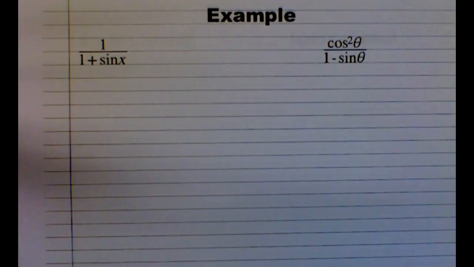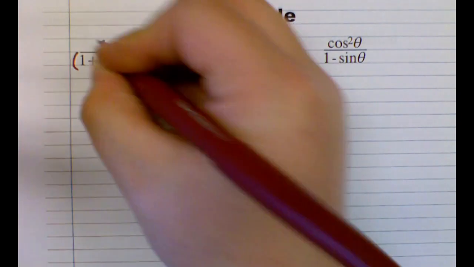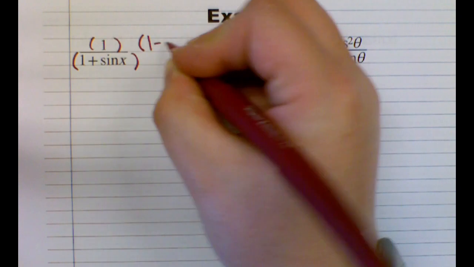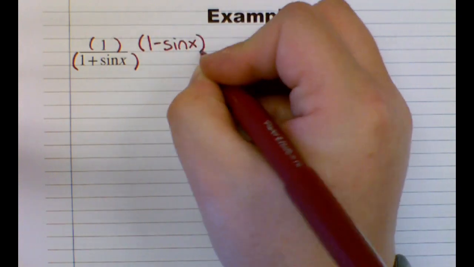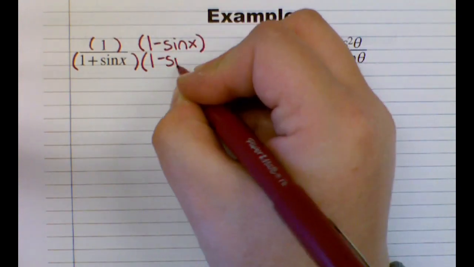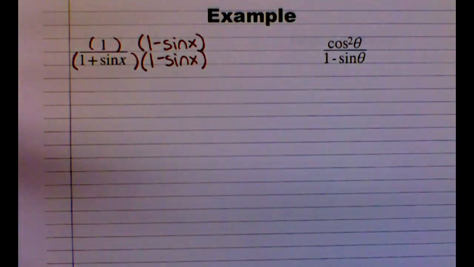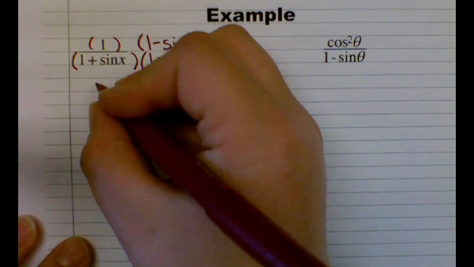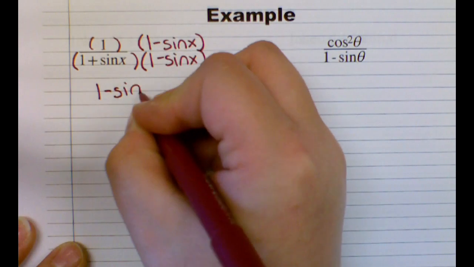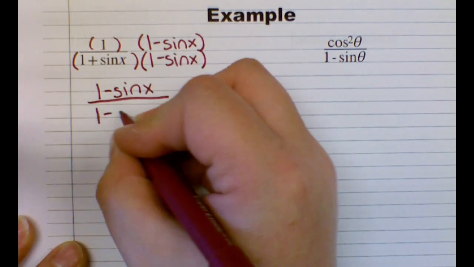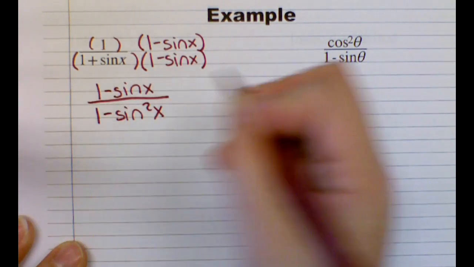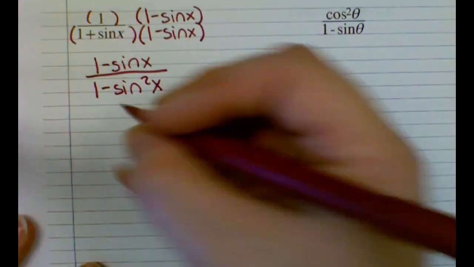All right, to simplify this next one, it looks like it's pretty darn simple already, but we want to get no fractions. So I'm going to multiply the numerator and denominator by the conjugate. Anytime you see 1 plus or minus a trig function, you're probably going to want to deal with that conjugate somewhere. So I get 1 minus sine of x over 1 minus sine squared of x. 1 minus sine squared of x is cosine squared of x.